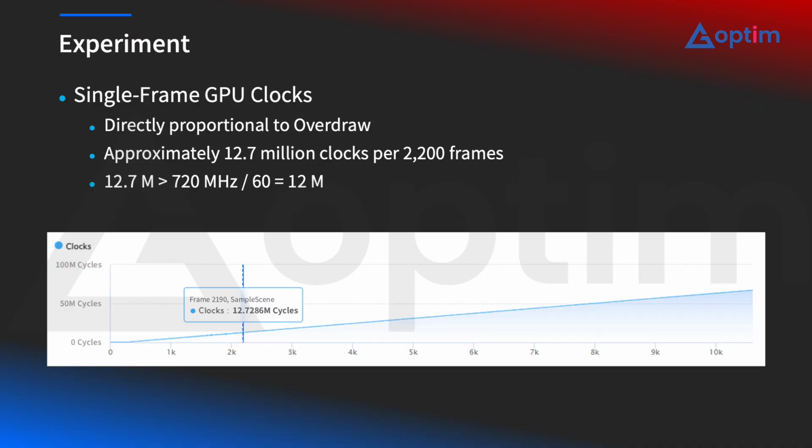A key point appears around frame 2200. The clocks reach about 12.72 million cycles per frame. If we convert this, it's 12.72 M clocks per frame. Now let's compare it with the budget. 720 MHz divided by the target 60 FPS gives us 12 M clocks per frame. At this point, 12.72 M has already exceeded the 12 M threshold.